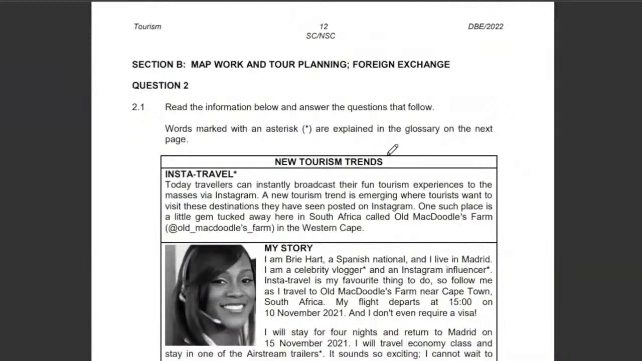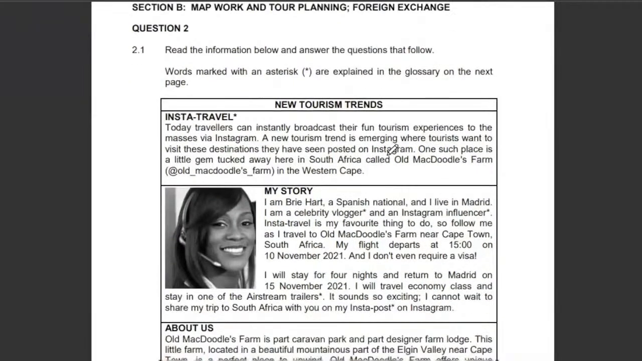Now we are moving on to the next section, which is called map work and tour planning and foreign exchange. Read the information below and answer the questions that follow. Words that are marked with an asterisk are explained in the glossary next to the page. So we do have the new tourism trends, which are the order of the day.